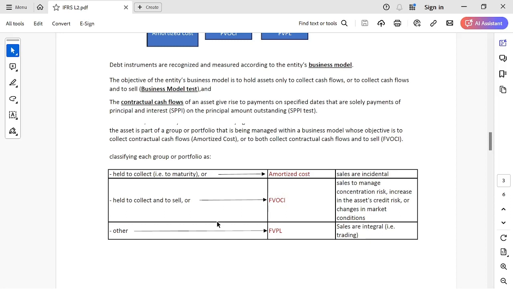If it doesn't meet any of this, and we are just acquiring investments to trade, where sales are integral, this is the main reason we are acquiring such bonds. We usually buy and sell to make profit, like speculation here. So in such a case, we use fair value through profit or loss.